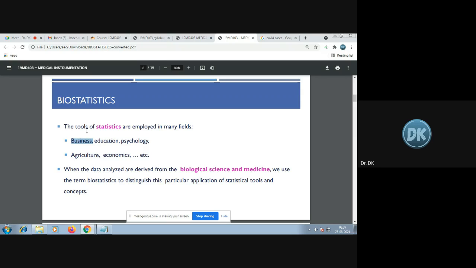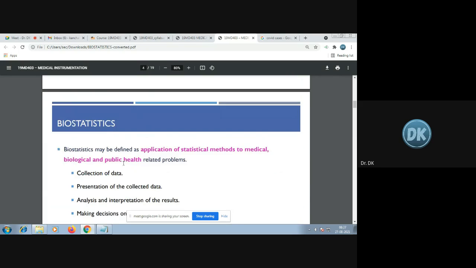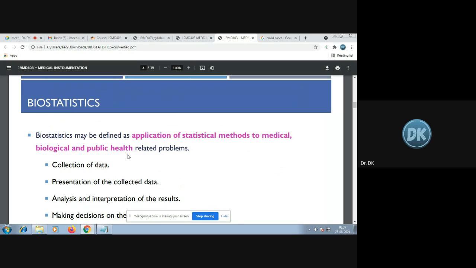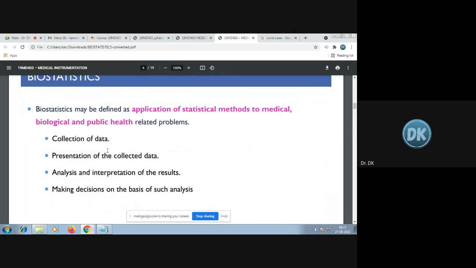So when this statistics is used in biological science and medicine, we call it biostatistics, right? The definition goes like this: biostatistics may be defined as the application of statistical methods to medical, biological, and public health related problems. So when you use statistical methods for any medical, biological, or public health related problems, we call it biostatistics. What we do in biostatistics is collect the data, present the data, analyze and interpret the data, and make decisions based on such analysis.